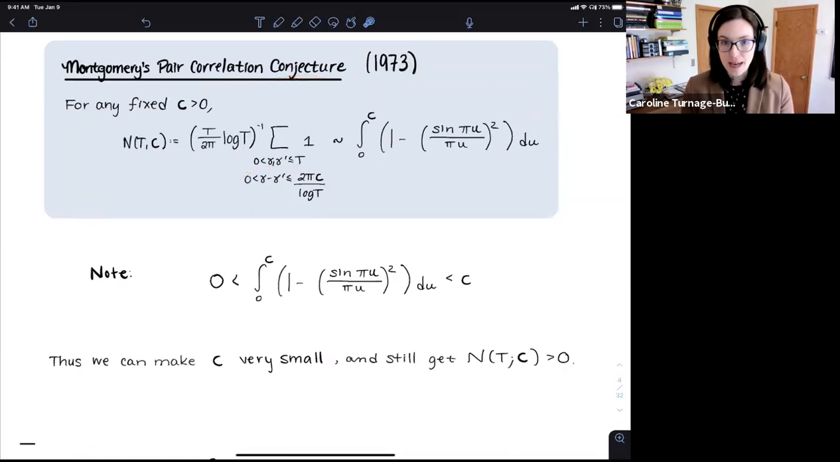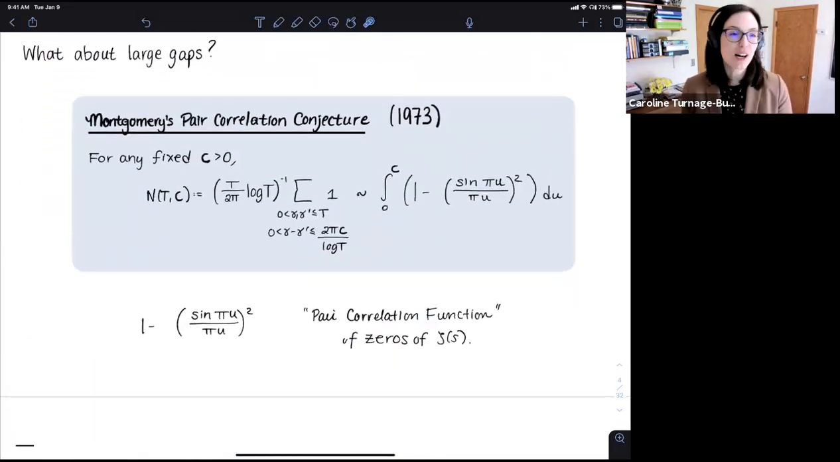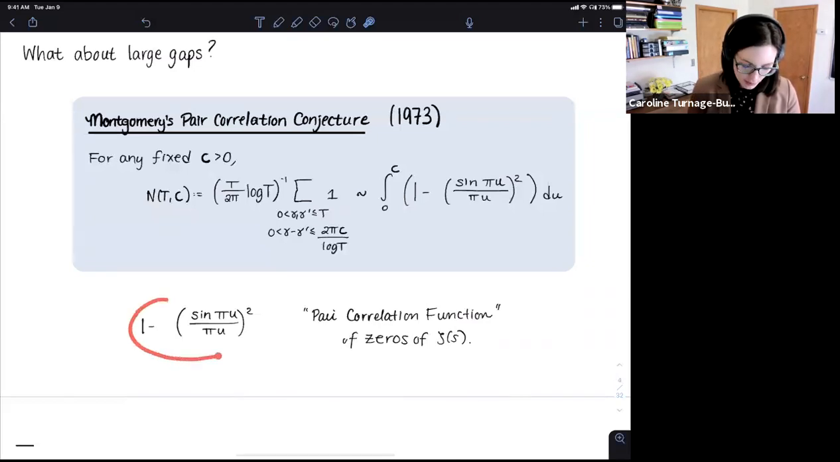Okay, well, what about large gaps? Where does that lambda equals infinity conjecture come from? Well, it also comes from Montgomery's pair correlation conjecture. So, I haven't changed anything on the slide. This is the same conjecture. But now what you want to do is look a little bit more closely at what's going on. So it's conjectured that this is the pair correlation function of zeros of the zeta function.